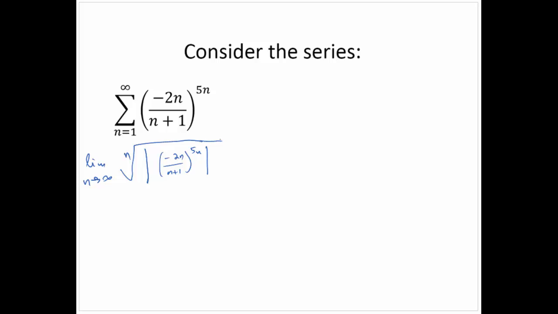The exponent 5n doesn't affect the absolute value, and the absolute value doesn't affect it, so we can bring the absolute value inside the exponent. Limit as n approaches infinity of the nth root of the absolute value of negative 2n over n plus 1, to the 5nth power.